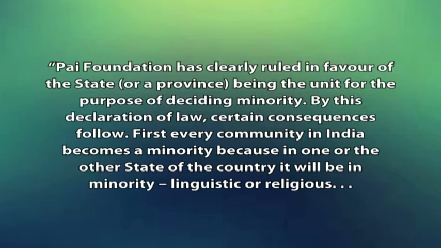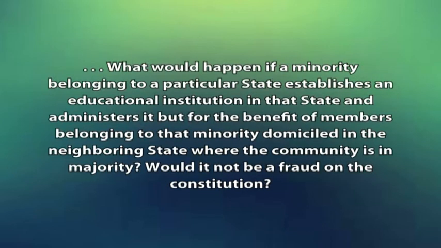By this declaration of law, certain consequences follow. First, every community in India becomes a minority because in one or the other state of the country it will be in minority, linguistic or religious. What would happen if a minority belonging to a particular state establishes an educational institution in that state and administers it but for the benefit of members belonging to that minority domiciled in the neighboring state while the community is in majority? Would it not be a fraud on the constitution?